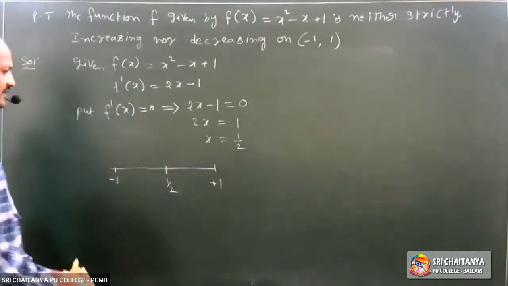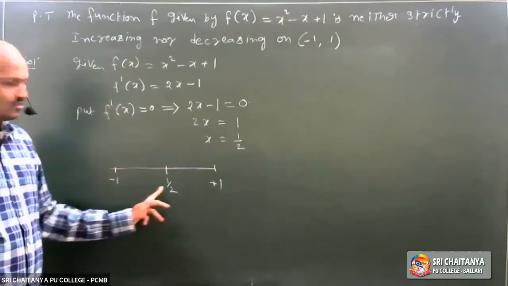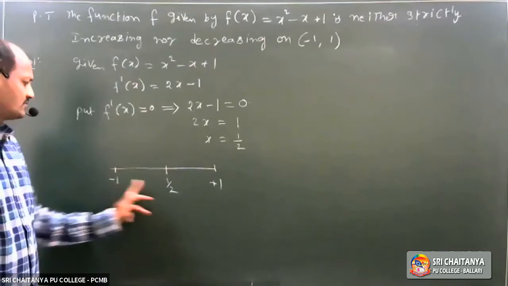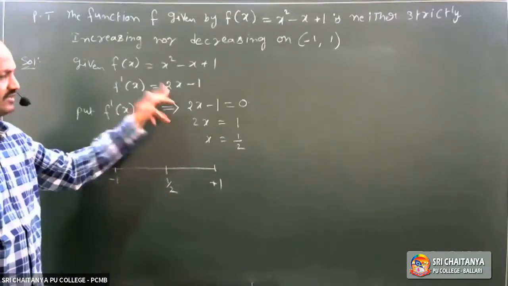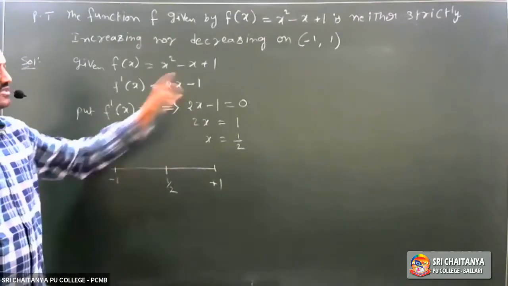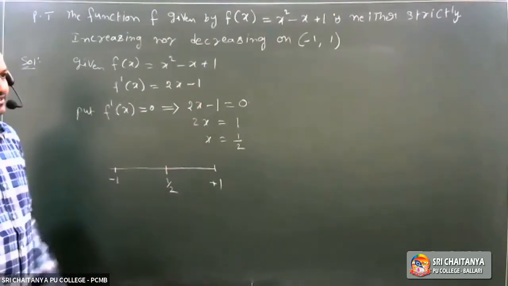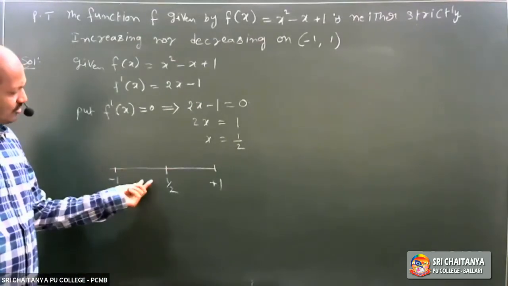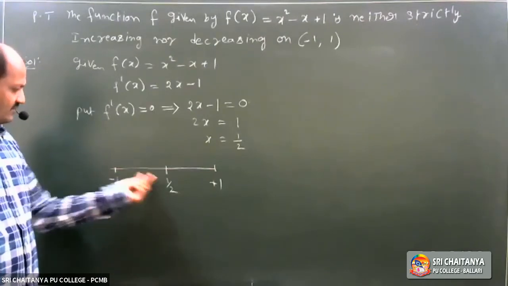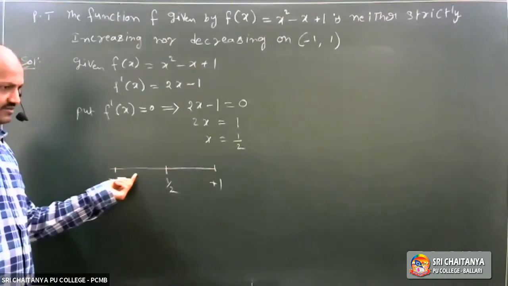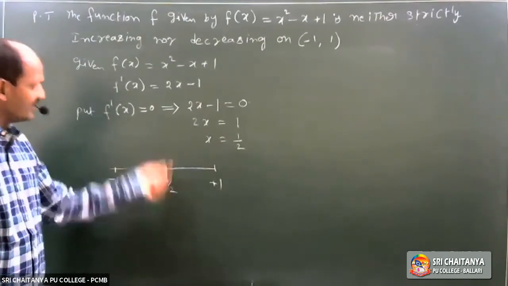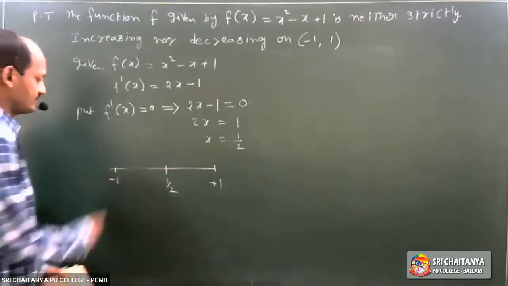Then identify in which intervals. 1 by 2 is 0.5. So in minus 1 to 0.5, is the first derivative positive or negative? For example, take x equal to 0: 2 into 0 minus 1 is negative. So in minus 1 to 1 by 2, the first derivative is negative.